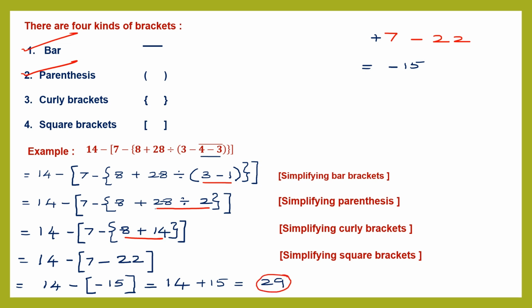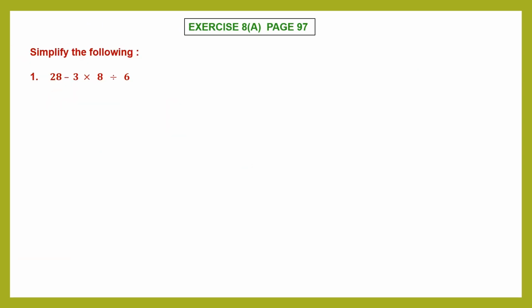So this is how we work out when we have many brackets. We first do the bar bracket, then the parenthesis, then the curly brackets, and finally the square brackets. Now that we know the order of working out expressions with different operations, let's begin exercise 8a. This is found on page number 97. Simplify the following.